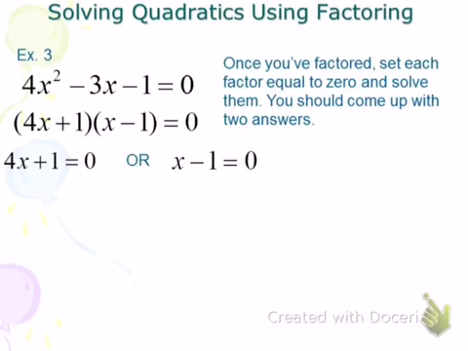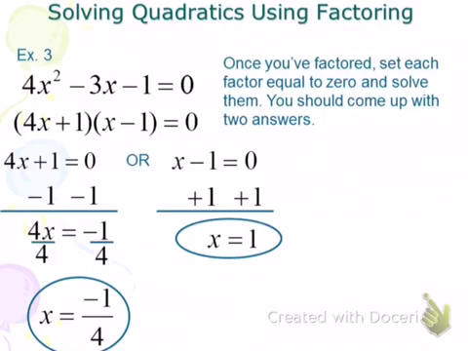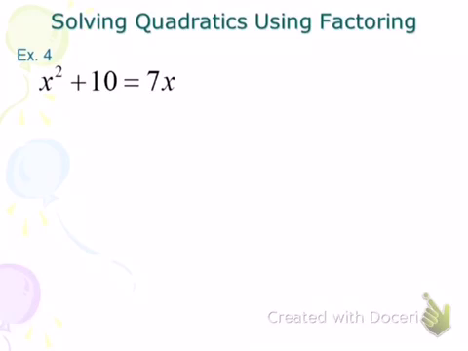4x plus 1 equals 0, or x minus 1 equals 0. If 4x plus 1 equals 0, then x equals negative 1/4. And if x minus 1 equals 0, then x equals 1. All right, so my two solutions are negative 1/4 and positive 1. Okay, easy enough? All right, let's look at another one.